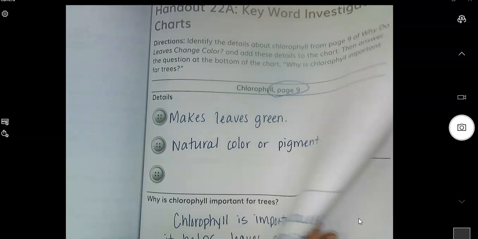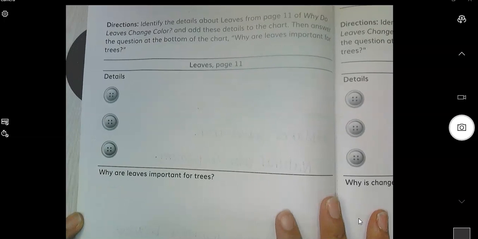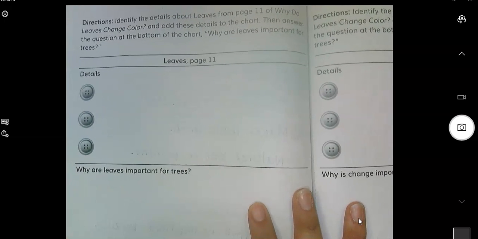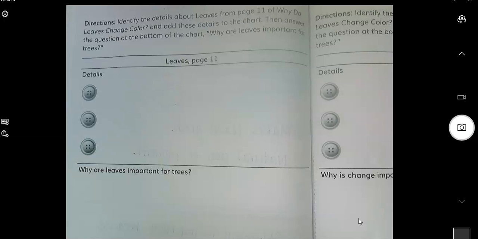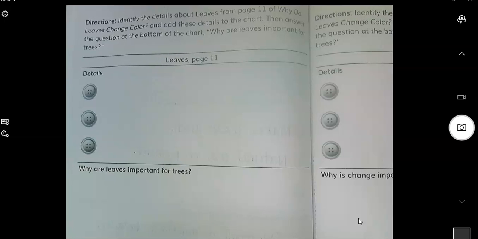Now we're going to flip the page and go to the second key term that we're going to be working on in our recorded video. And then the rest of the key terms will be in our live. So when I'm done, do not put this away.